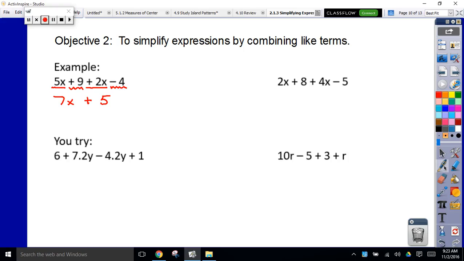We have a 2x and we have plus 4x. So we have two terms that have x's. We're going to add those together. Jonathan, what is 2x plus 4x? 6x. Good. Now we also have plus 8 minus 5. Austin, what would that be? 8 minus 5 would be 3. Good. So we have 6x plus 3.